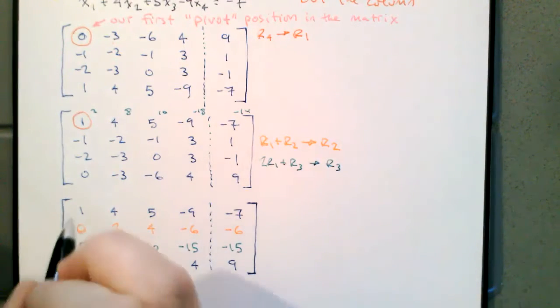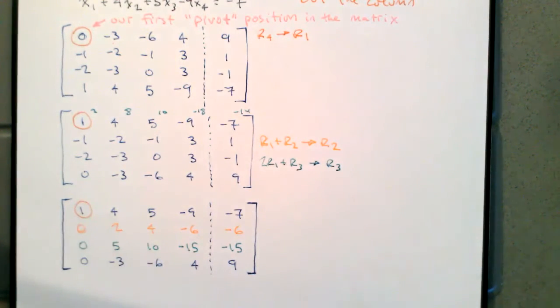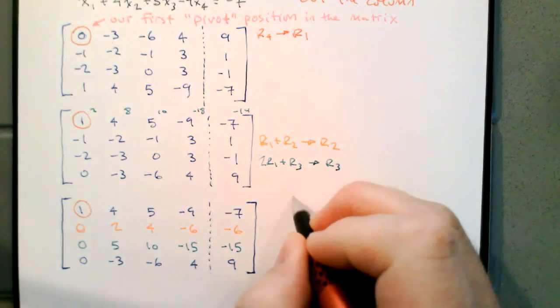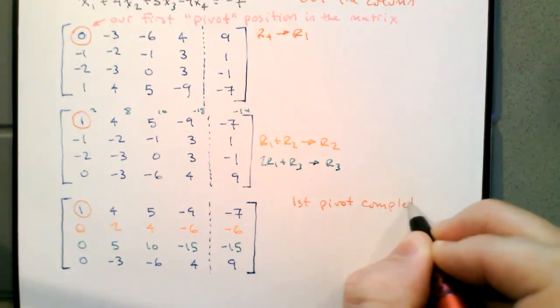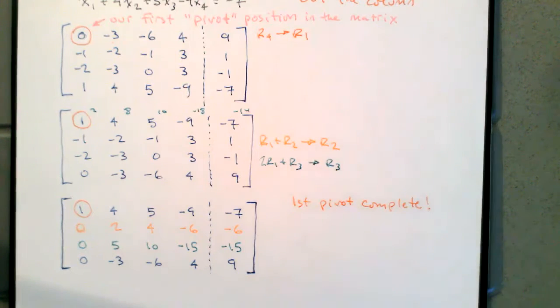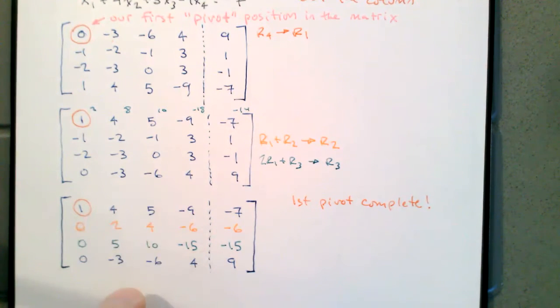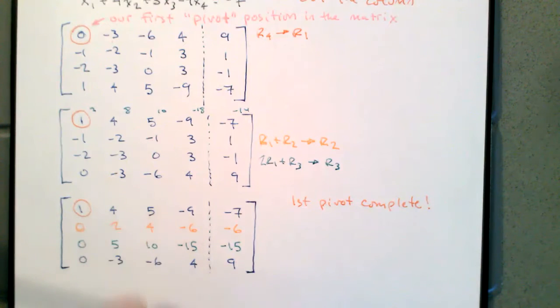And so now this first pivot is complete. I have a 1 and zeros below. So here the first pivot is complete. So I'm going to move to the left and down and try to pivot there and see if I can. So left and down in the second row, second column, I see that there's a 2 there. I want to turn that into a 1 and use it to zero out the rest of the column.